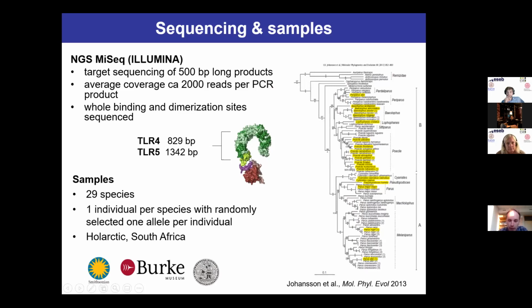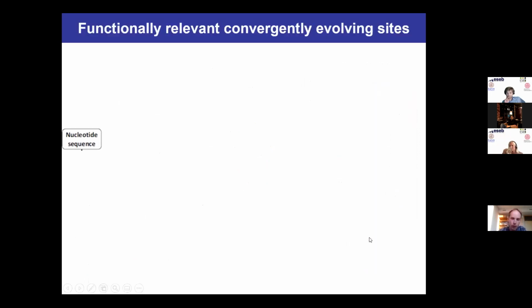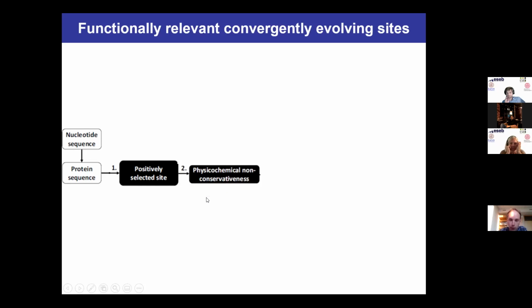Then we targeted the binding region of both these TLRs, and we gathered a data set of nearly 30 species across the tit phylogeny. Since we observed quite extensive variation in nucleotide data, we first wanted to assess how to identify truly adaptive variation. So for doing so, we employed some tests of positive selection, and based on the consensus, we identified some positively selected sites that we subsequently filtered out if they evolve physicochemically non-conservatively.